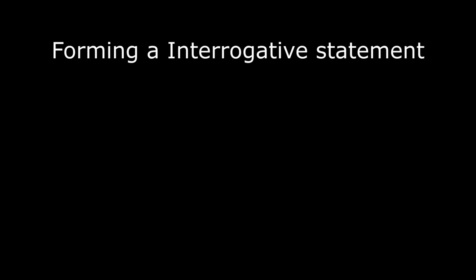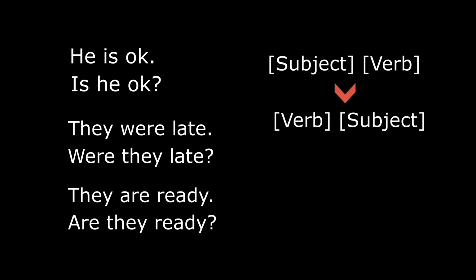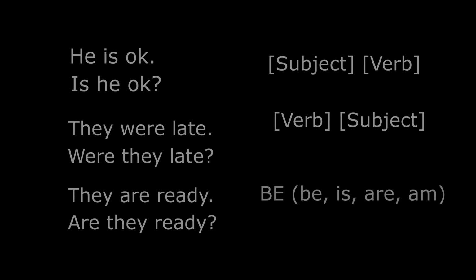So, how do we form a question? Let's take a look at some sentences. He's okay. This can be converted into, is he okay? They were late. Were they late? They are ready. Are they ready? So in these examples, by switching the subject and verb, we're able to form questions. But notice that the verb used in these sentences is the primary verb be.